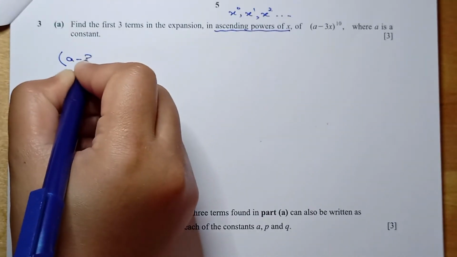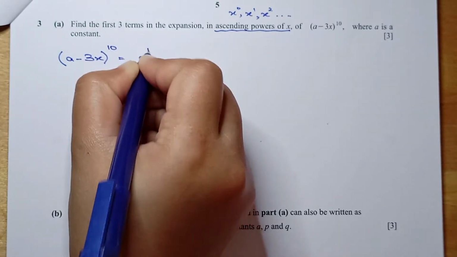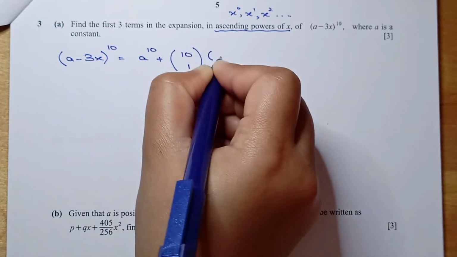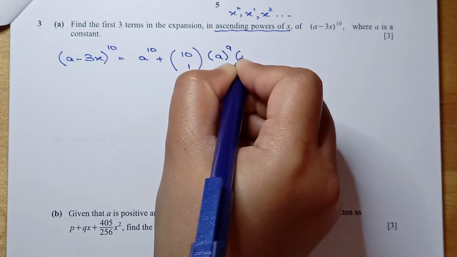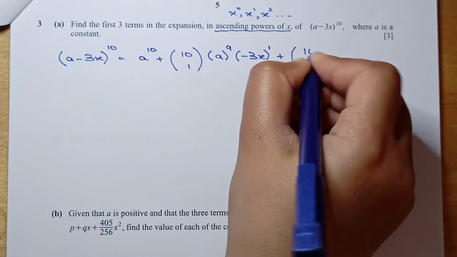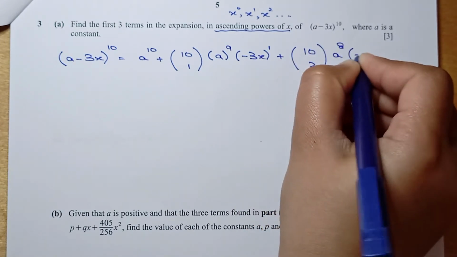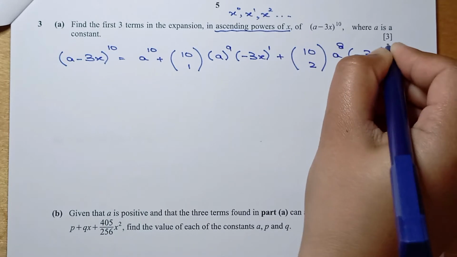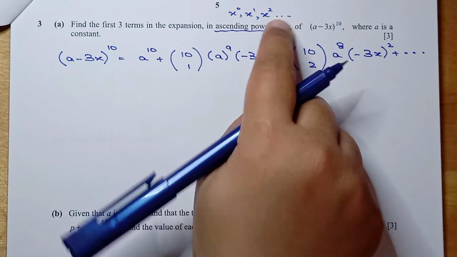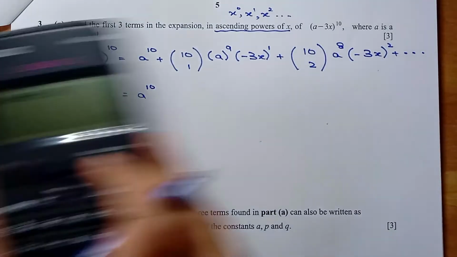A minus 3x, exponent is 10. So first we have a exponent 10, plus 10c1 a exponent 9 and the second term, minus 3x exponent 1. And for the third term we have 10c2, a exponent would be 8, and minus 3x exponent would be 2, and then so on. We need to stop because we just need to find the first three, right? So we have a's power 10. What is 10c1?